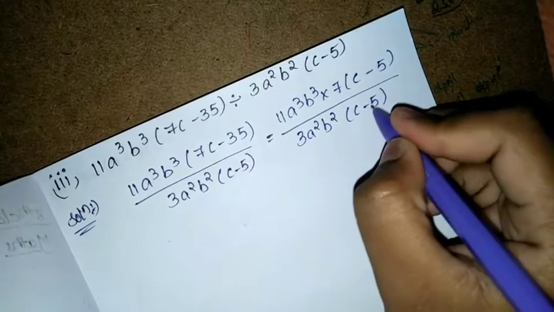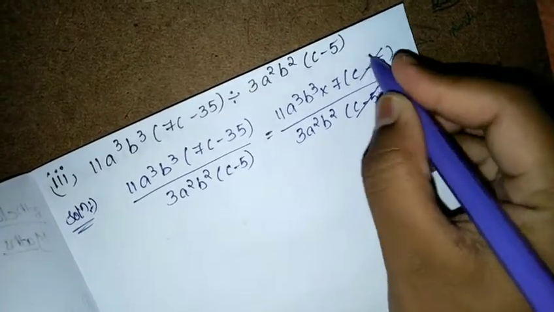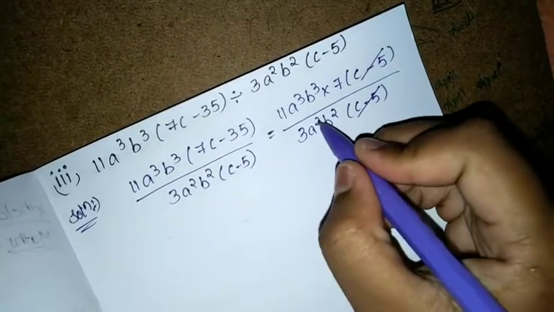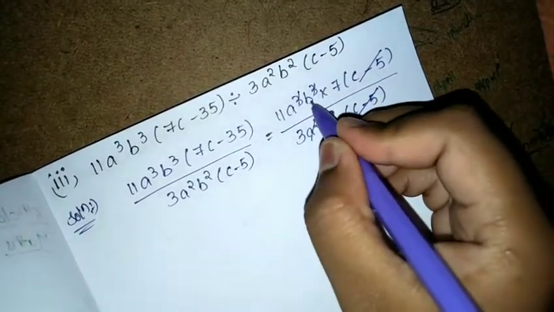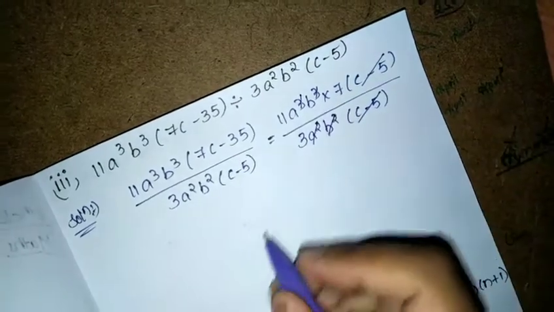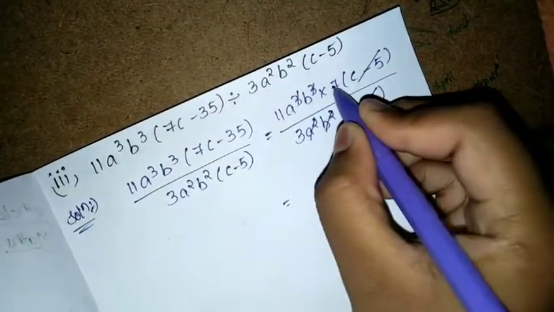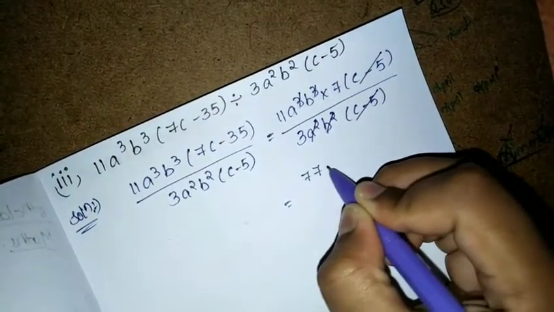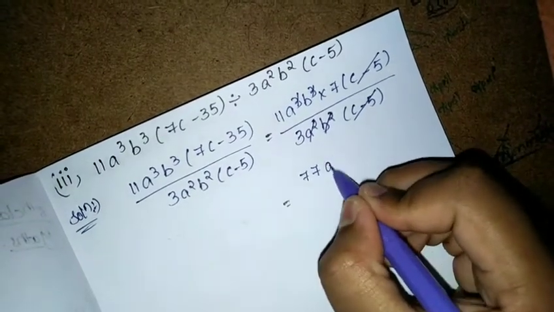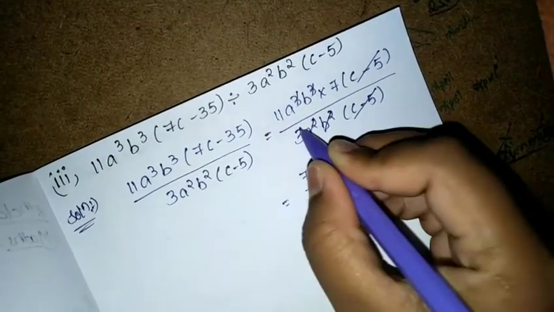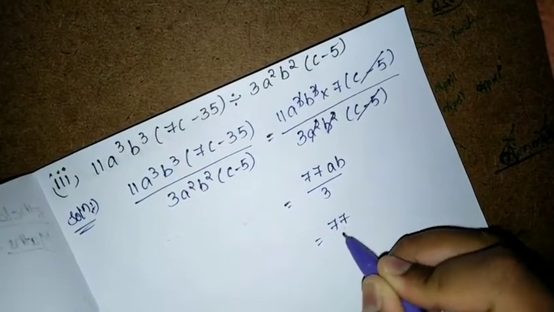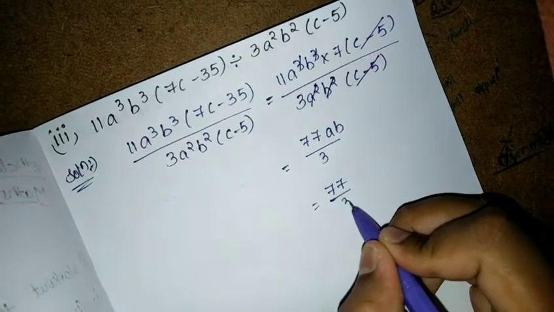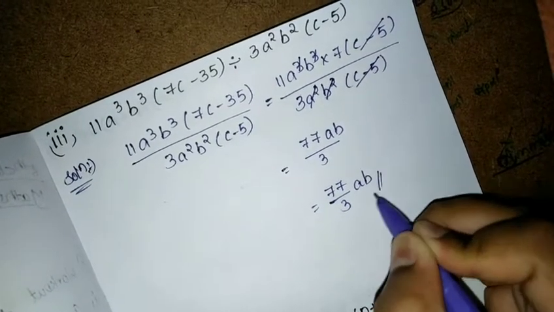We can cancel (c minus 5) in both numerator and denominator. Here a cube by a square gives a, b cube by b square gives b. Then we have 11 into 7, 77 ab divided by, in the denominator we have 3. So we can write it as 77 by 3 ab. So this is our final solution for the third problem.